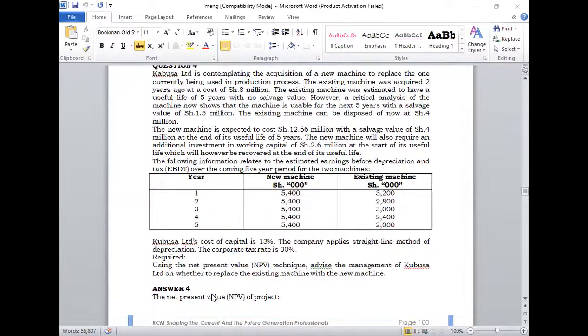So, ladies and gentlemen, I would want us to go slowly with this. I would want you, first of all, to give me the initial cost of the machine, the initial outlay of replacing the old machine. I would want everybody to compute the initial outlay of replacing the old machine. I'm giving you 3 minutes.